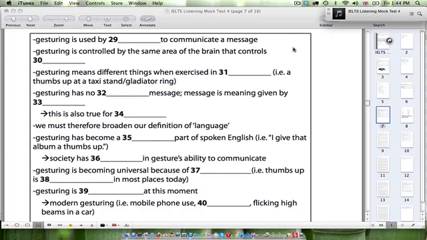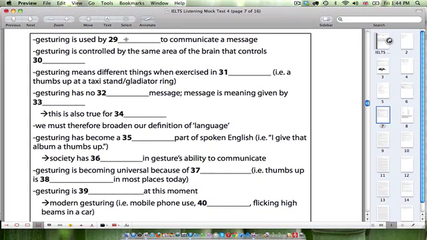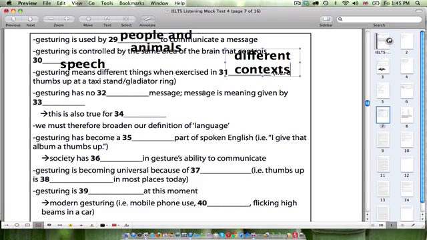All right, let's go through these answers. So gesturing is used by, and she clearly states, humans or people and animals. Gesturing is controlled by the same area of the brain that controls, the answer there is speech. And she says this answer almost word for word. Gesturing means different things when exercised in, and as we predicted, she shared both examples. So a thumbs up at a taxi stand is different than a thumbs up at a gladiator ring. So the answer here would be exercised in different contexts, which is what she said in her lecture.